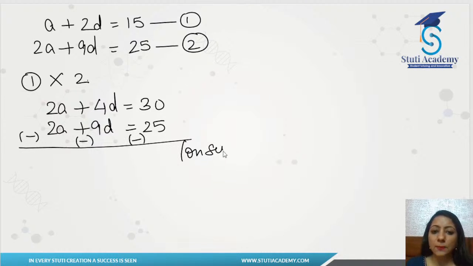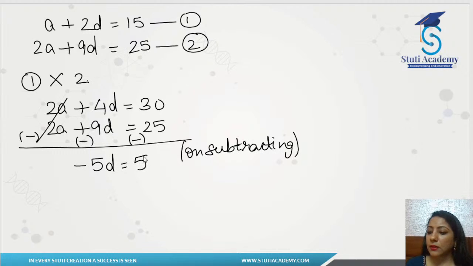I am subtracting because I want to get rid of this a term. So I'm subtracting here. Now 2a minus 2a will get cancelled. 4d minus 9d will become minus 5d, and this will become 5. So finally we have d as negative 1.